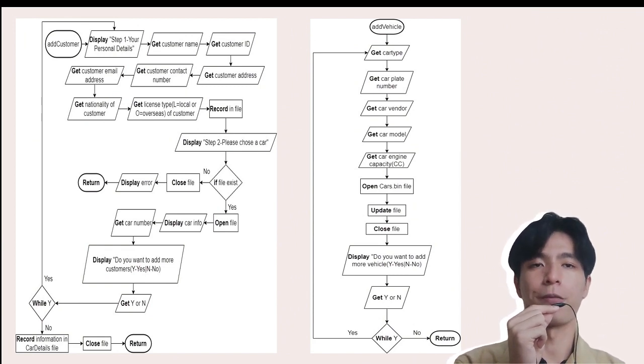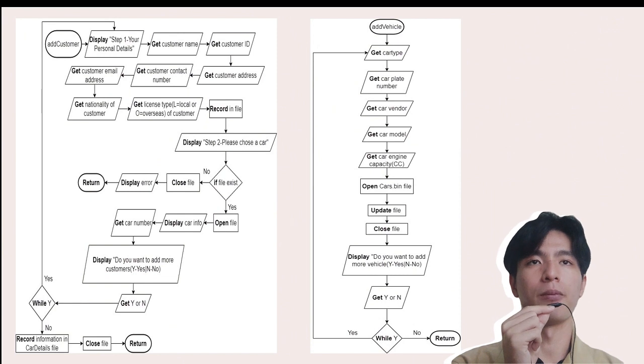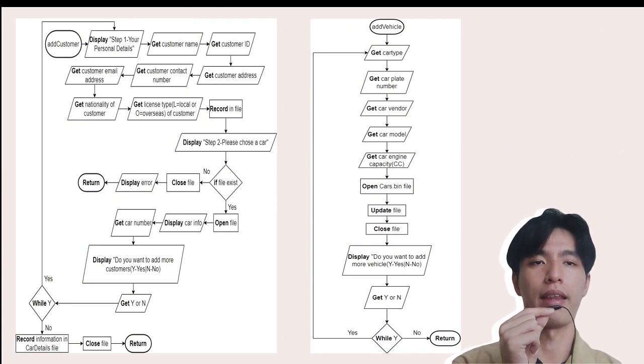Then the program will ask the user whether to loop the function or not. If you want to loop the function, the user can press Y, and if no, then the user can press N to break out of the function.